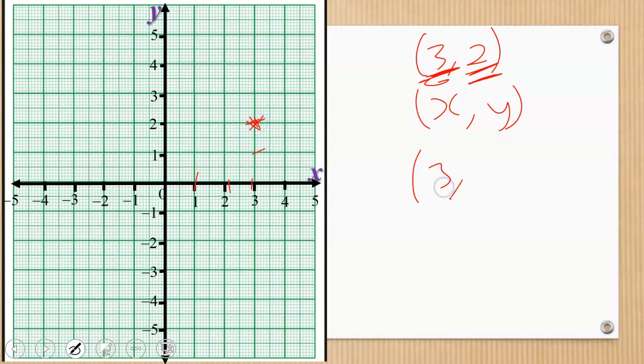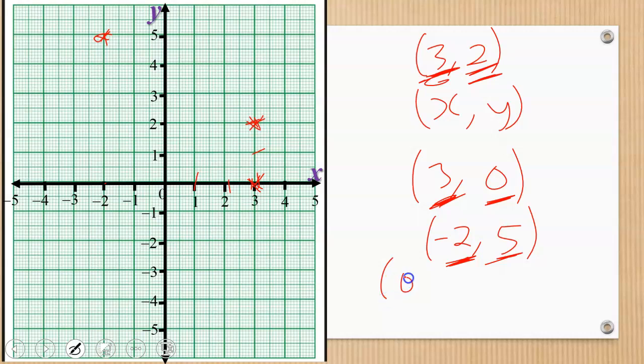If you ask me to plot maybe (3, 0), then it means I have 3 on the x-axis, no movement on the y-axis. So then I'm going to have a point just over here. If you ask me to plot, let's say, (-2, 5), then I have -2 on the x-axis, 5 on the y-axis, which will give me a point here. Finally, if you ask me to plot maybe (0, -4), that means 0 on the x-axis, -4 on the y-axis will be a point of this sort. So this is how we plot points.